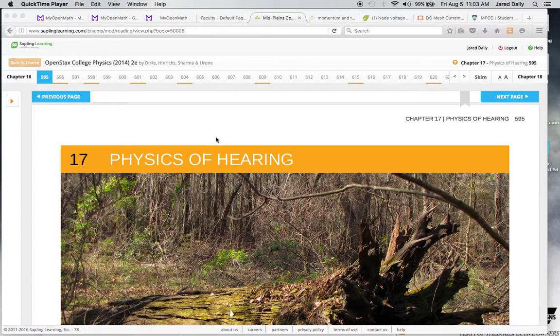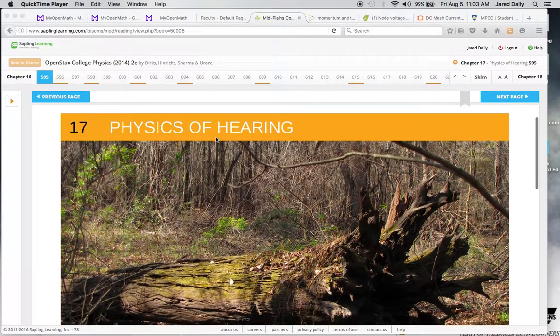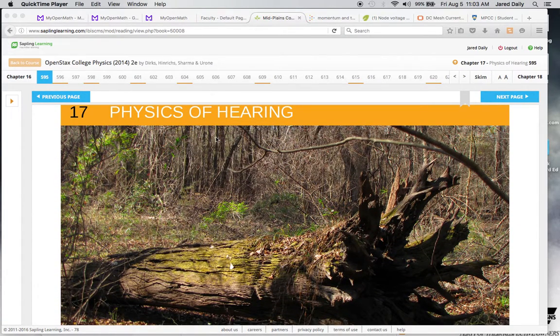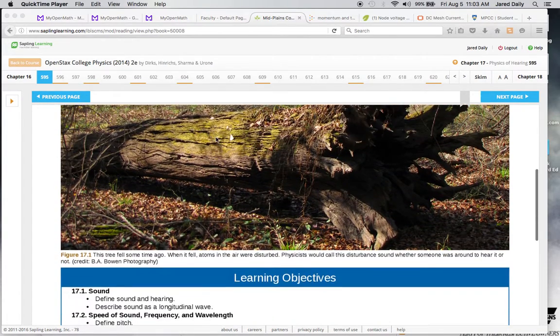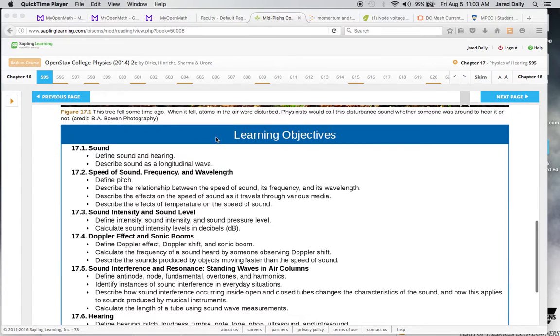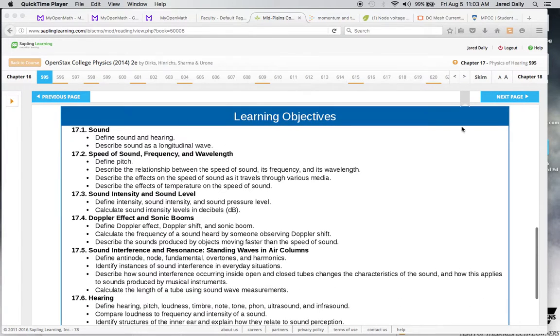Okay, we are now in chapter 17, the last chapter of the term, Physics of Hearing. In the last chapter, we learned about oscillations and how oscillations can make vibrations and simple harmonic motions, and we also learned a little bit about waves as well, and resonances and everything else. In hearing, we're going to focus specifically on sound waves and how they behave. We've got 7 sections to cover really quick, and let's get started here.